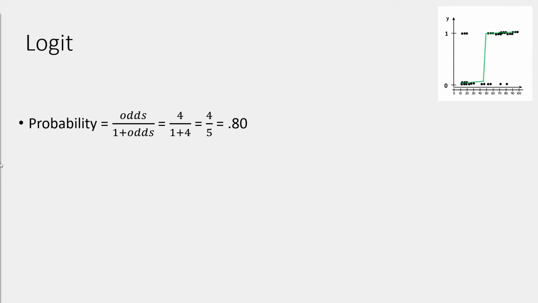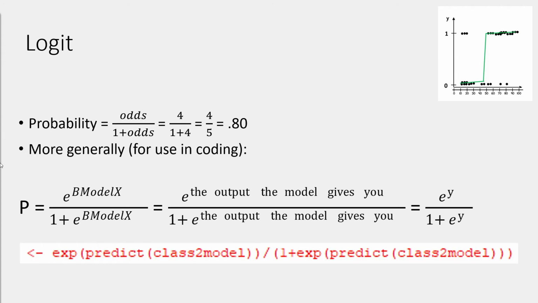But we tend not to think in odds ratios. We tend to be most familiar with percentages and proportions. So we could further transform that odds ratio into a probability, as done here. This would be how one would code it up in R.